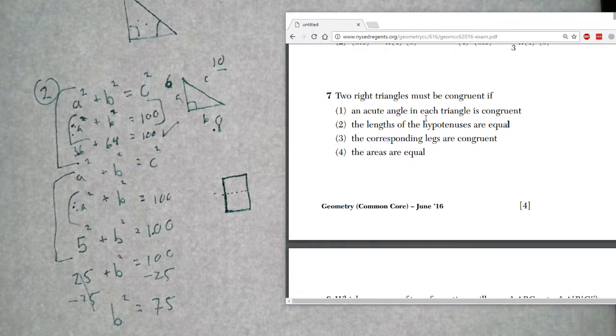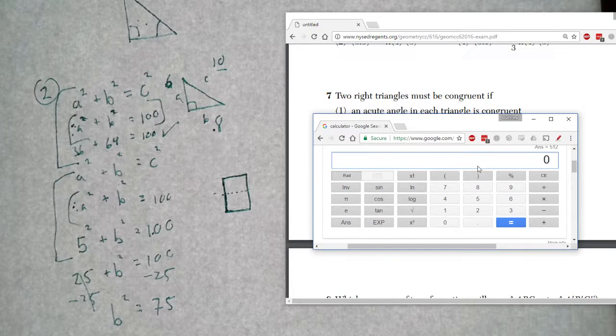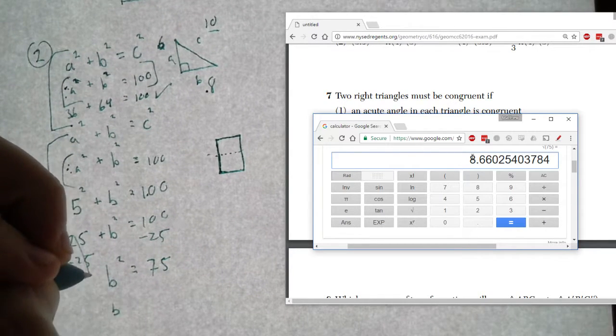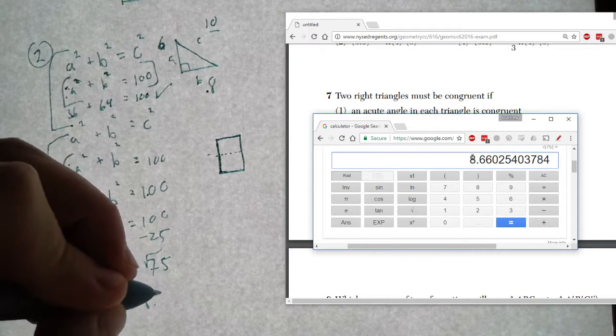Ooh, square root of 75. That's not a really nice one. It's above 8, below 9. Square root of 75 is 8.66. So that means that b, taking the square root of both sides, is 8.66.